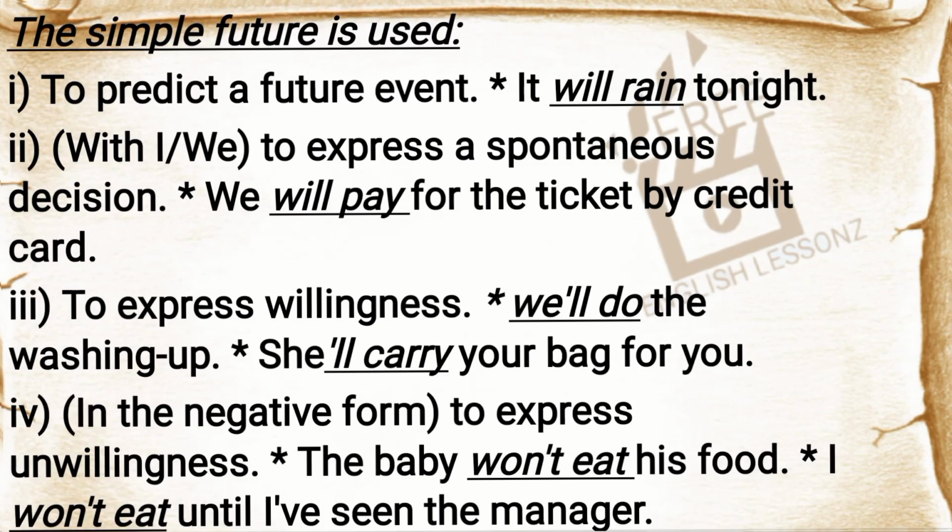The simple future is used: 1, to predict a future event. It will rain tonight. 2, with I, we, to express a spontaneous decision. We will pay for the ticket by credit card. 3, to express willingness. We'll do the washing up. She'll carry your bag for you. 4, in the negative form, to express unwillingness. The baby won't eat his food. I won't eat until I've seen the manager.